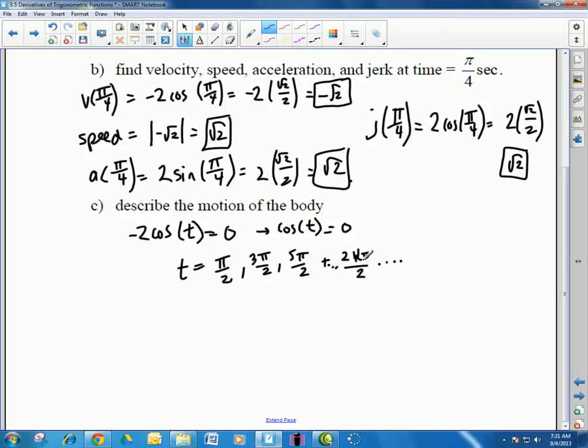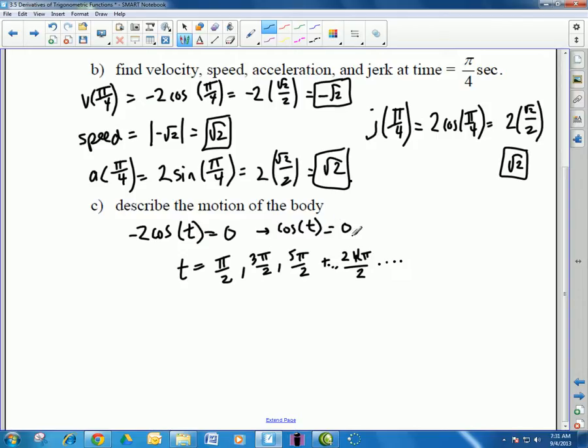Okay, so looking to see where, for example, the slope or the velocity is 0, that's where it changes direction. And since this is a periodic function, we know it's going to change direction over and over. So this particle is just moving back and forth. So the motion of the body can be described easily just by telling us when it turns around and heads the other direction.